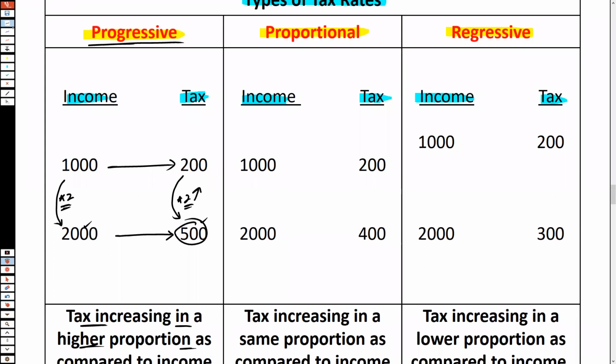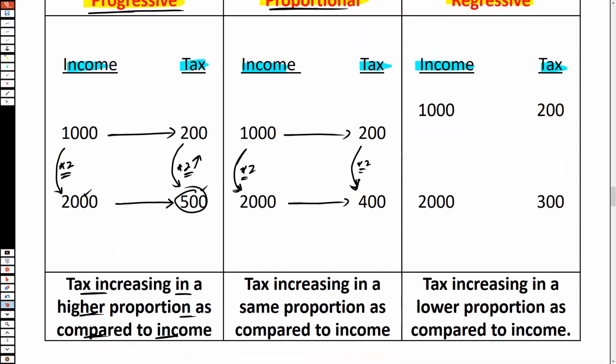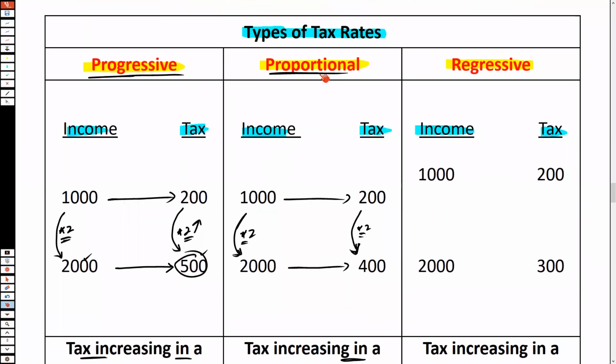Now let's talk about the second, proportional tax rates. Your income was 1000 and at that time you were paying, let's say, tax of 200. Your income has now increased with a proportion of 2. You can see on this 2000 you are now paying the tax of 400. It means tax also increased in the same proportion as the income increased. When the tax is increasing in the same proportion as compared to income, such tax rates are termed as proportional tax rates because income and tax both are increasing in the same proportion.